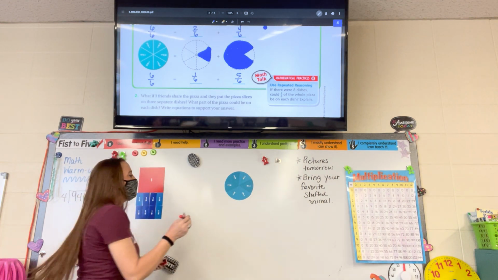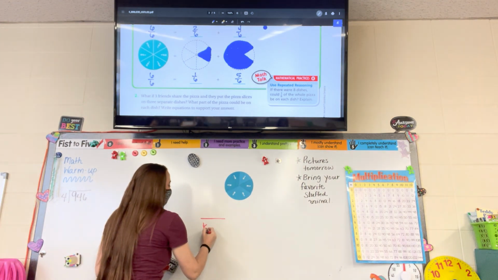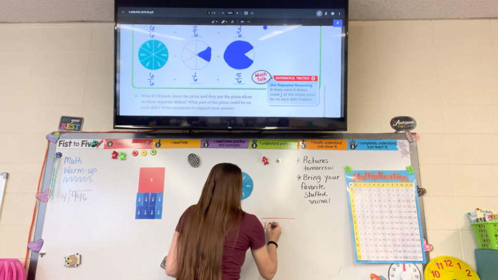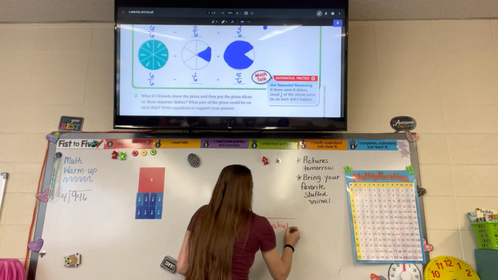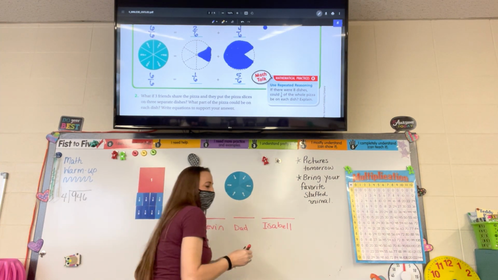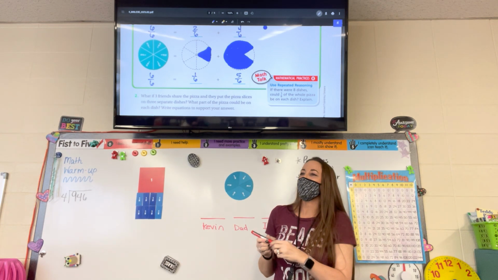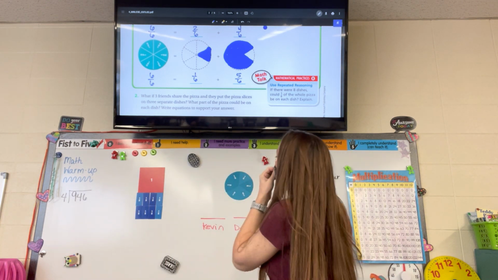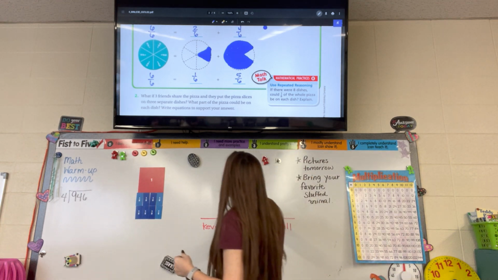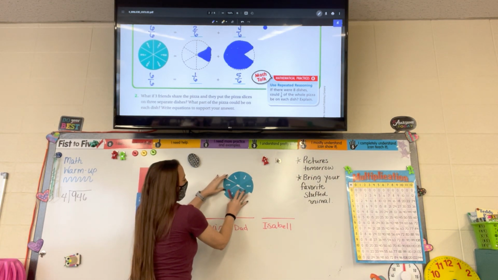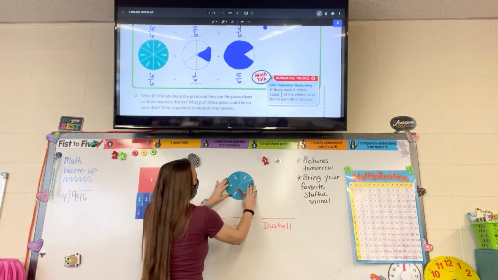Okay, this says, what if 3 friends shared the pizza? But I'm going to say it's not 3 friends, it's Kevin and Isabel's dad shows up. Okay. Now we've got Kevin, and then we've got Isabel, and then we've got Dad. We can have fun with the examples, but you gotta stay on track. How could they split this pizza? Same situation. The server needs the pan back. So how could we split this?